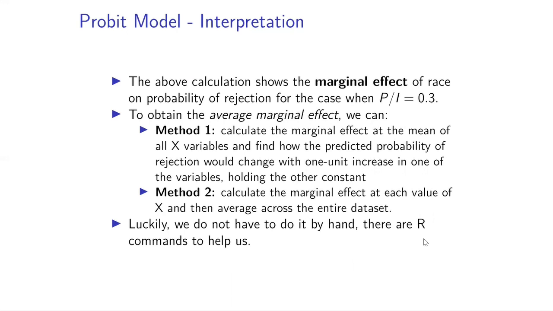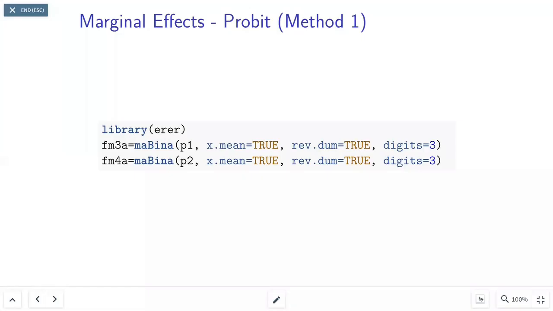Instead of computing the marginal effect by hand, we can use the R package to evaluate the marginal effect for us. There are two different ways to evaluate average marginal effect in R. The first approach evaluates the marginal effect of x on y at the mean of each x variable. The second approach evaluates the marginal effect of x on y at each value of x and then takes the average of all marginal effects across the board. Let's see how we can implement both approaches in R.